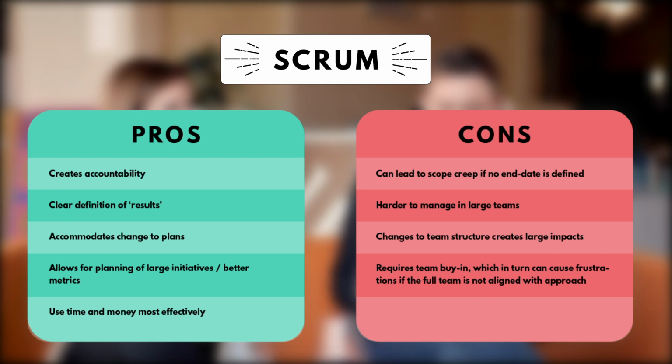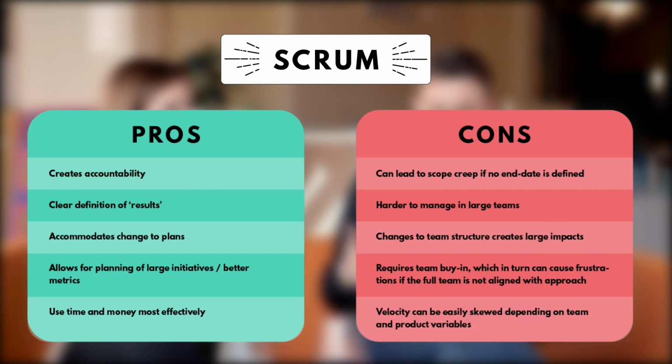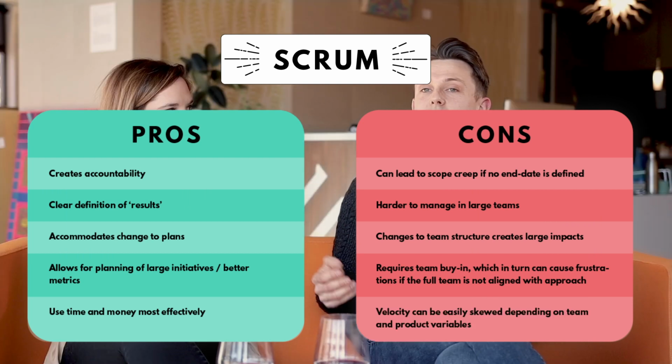And then another thing is that when it comes to Scrum, velocity can be easily skewed depending on other product variables that are out of your control. Maybe you're dependent on an API that is completely out of your control, and you keep getting blocked by it. That can largely change and affect your velocity metric and really affect your planning going forward. So that's just something to keep an eye on, and it's where you see some of these combined processes we'll talk about in a little bit.